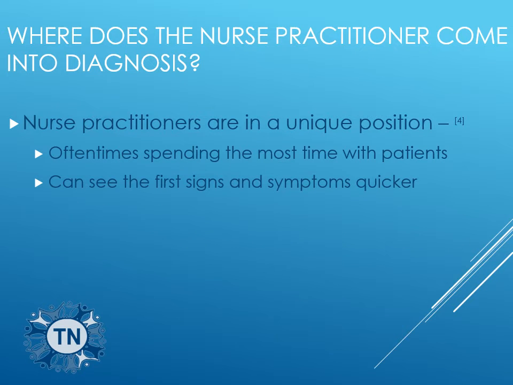So the question remains, where do nurse practitioners come into the diagnosis and management of Parkinson's disease? Nurse practitioners are in a unique position because, one, oftentimes they're spending the most time with patients, and due to that, they can see the first signs and symptoms quicker. Also, because they are spending the most time with patients, they can catch the progression of Parkinson's disease and be able to tweak medications in hopes to help slow that progression down.